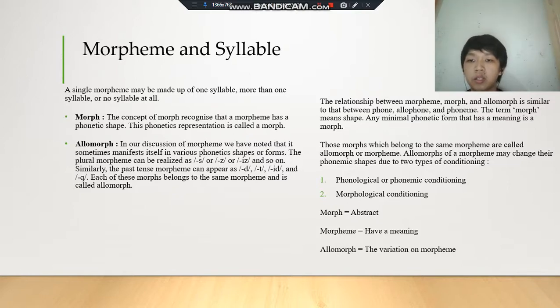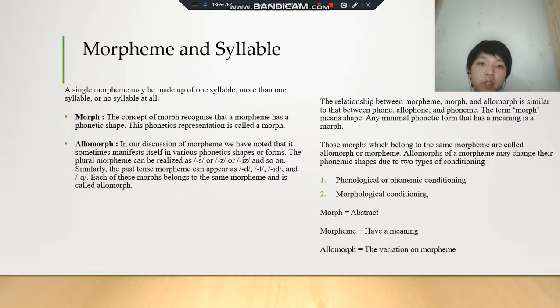Allomorph. In our discussion of morpheme, we have noted that it sometimes manifests itself in various phonetic shapes or forms. The plural morpheme can be realized as s or z or iz, and so on. Similarly, the past tense morpheme can appear as d, t, id, and so on. Each of these morphs belongs to the same morpheme and is called an allomorph.